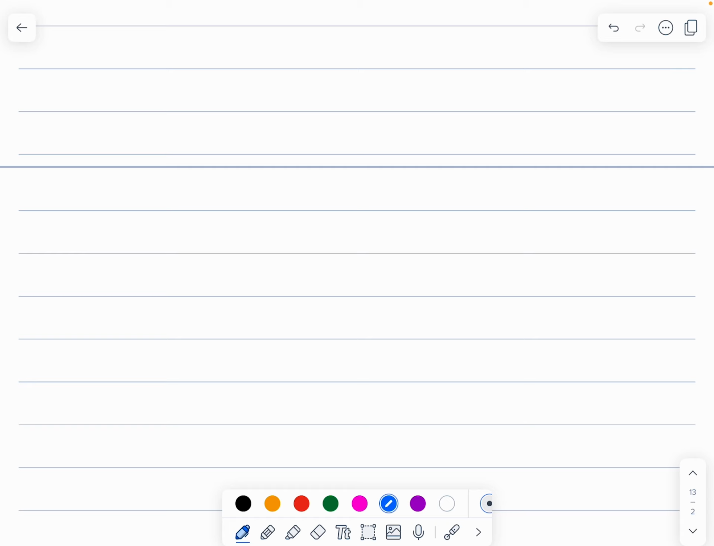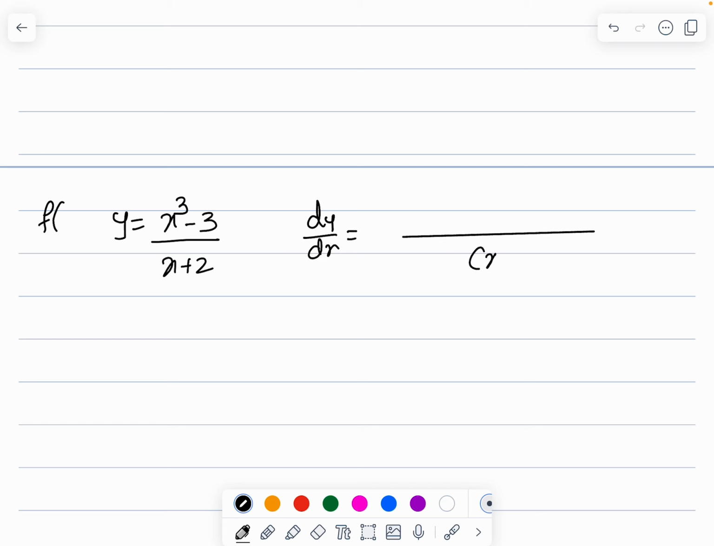And lastly, last part of this question for this video will be part F, where y equals to x cube minus 3 divided by x plus 2. Then in that case, dy by dx equals to x plus 2 whole square, x plus 2 times, and this should be x square, not x cube. We'll change this one to x square, times 2x minus x square minus 3 times 1.